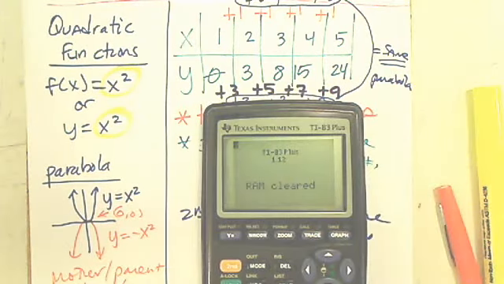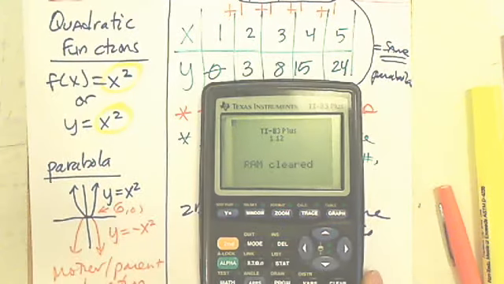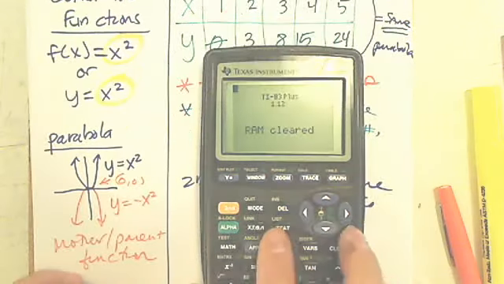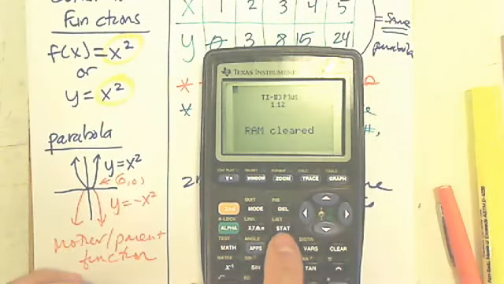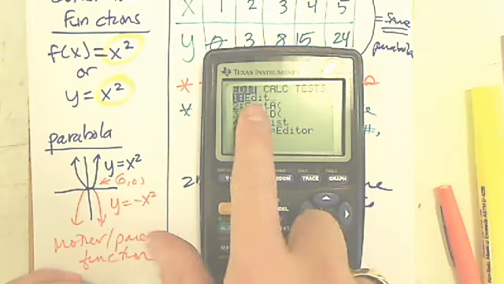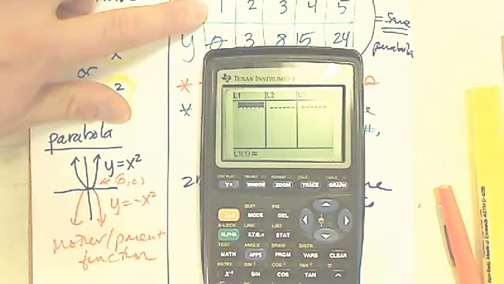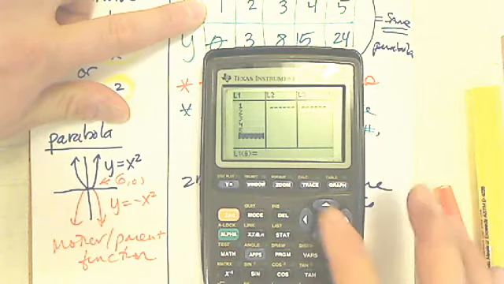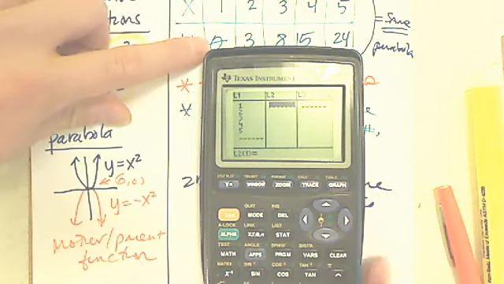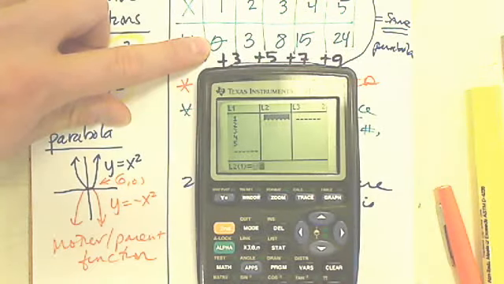Now, some teachers might not like me doing this, but I'm going to show you anyways because you need to know how to do this, just as a reference tool for you. See this stat button right here? Stat. See where it says edit? See this table right here? That's where you enter in your x values: 1, 2, 3, 4, 5. What are your y values? 0, 3, 8, 15, 24.